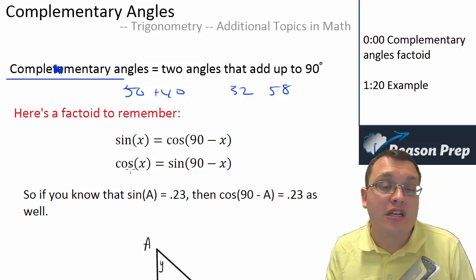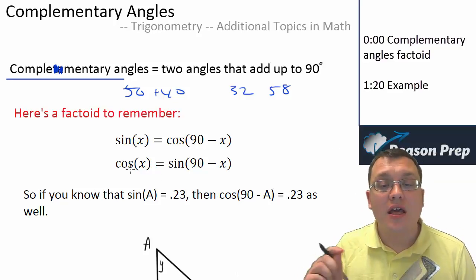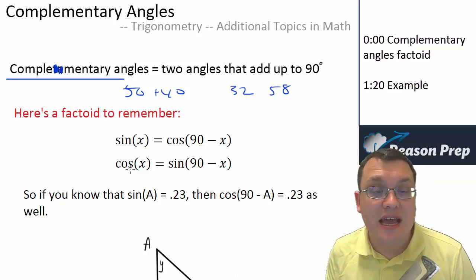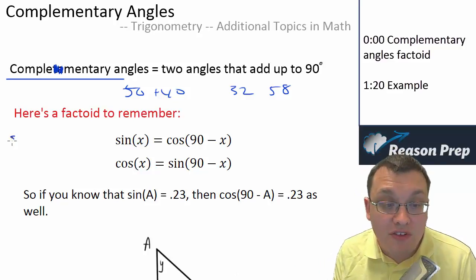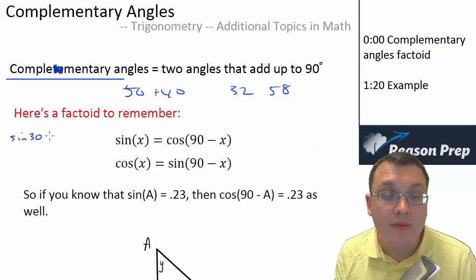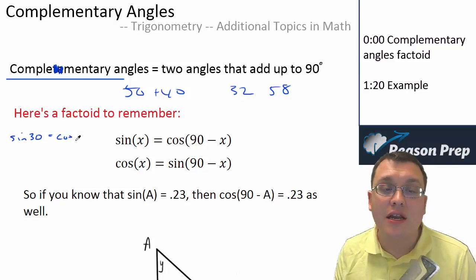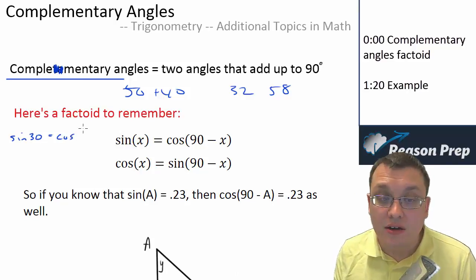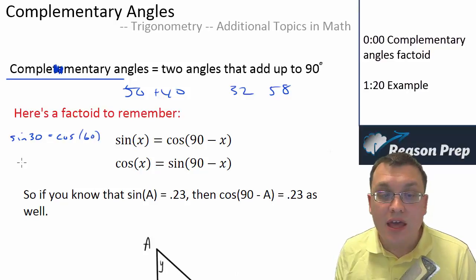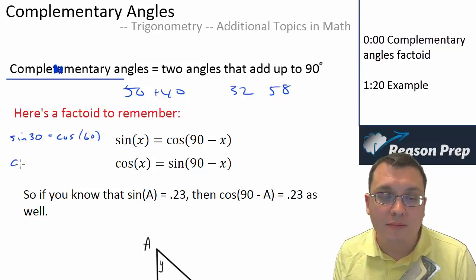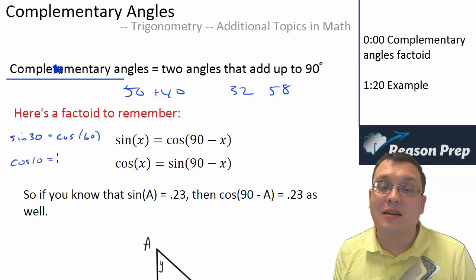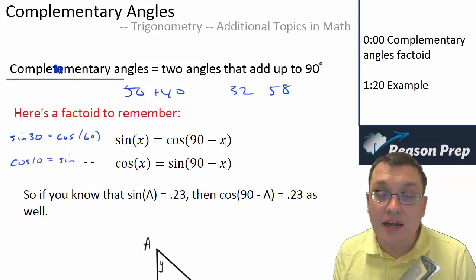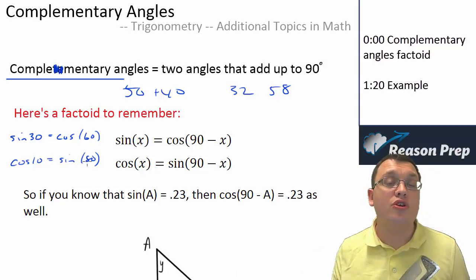And same thing for cosine. If you take the cosine of an angle, then the sine of 90 minus that angle will be the same. So for example, the sine of 30 equals the cosine of 90 minus 30, in other words, the cosine of 60. The cosine of 10 is equal to the sine of 90 minus 10, in other words, the sine of 80. So it's just a little fact to remember.